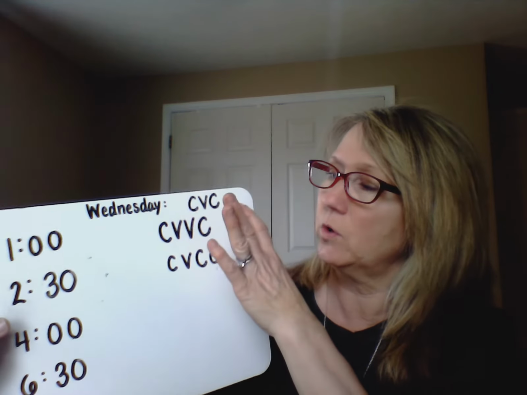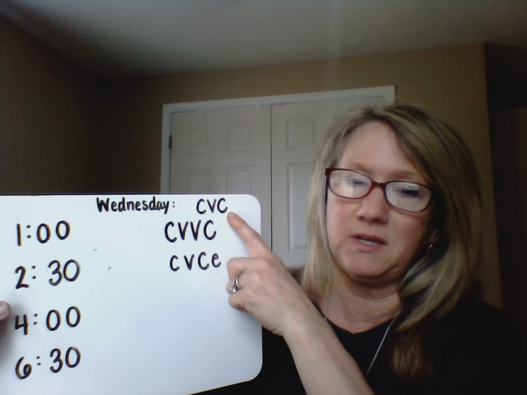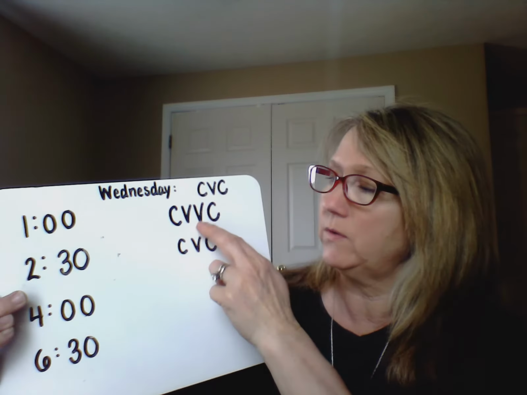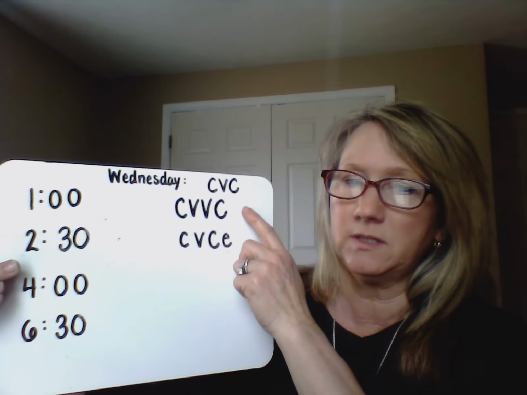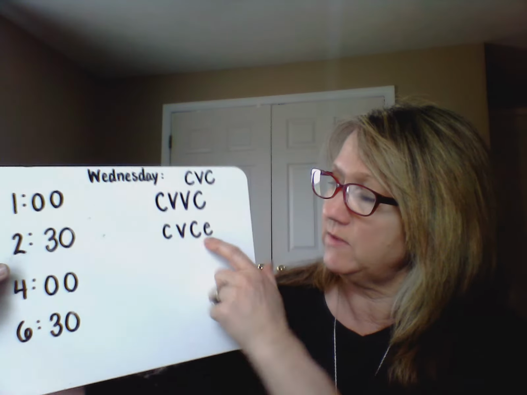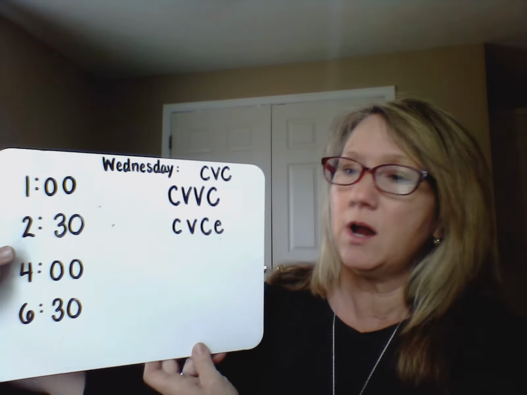So words that are CVC words are like pig and cat and dog and mop. CVVC with two vowels in the middle. Remember we studied words like boat and sail. And now we have CVCE. Today we're doing long I words. So I'm going to write a long I word on the board.